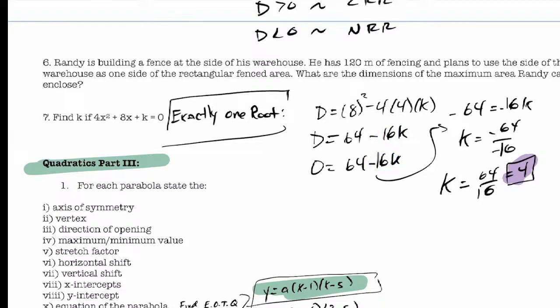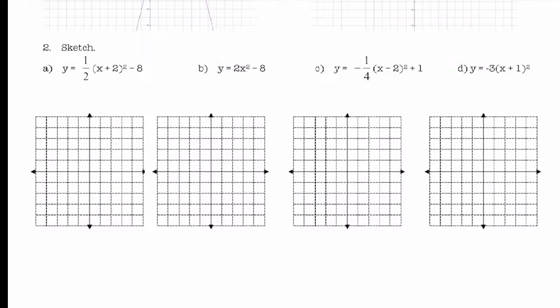Very good. Dima was asking... Oh no, where's Dima? There's Dima. Question 2. So for question 2 here, I really just want you guys to find the vertex of these ones. Let's find the vertex for each one of these. This vertex is -2 and -8. This vertex is 0 and -8. This vertex is 2 and 1.